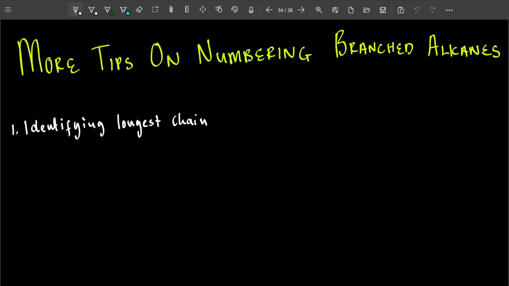Firstly, we're just going to see how we would locate the longest chain. How is it that we locate the longest chain? So I'm just going to put an example. 1, 2, 3, 4, 5, and say 6. And then right here we can branch. We can do this and this and that. And then this one continues.